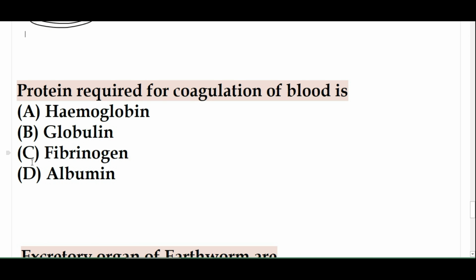Protein required for coagulation of blood is fibrinogen.